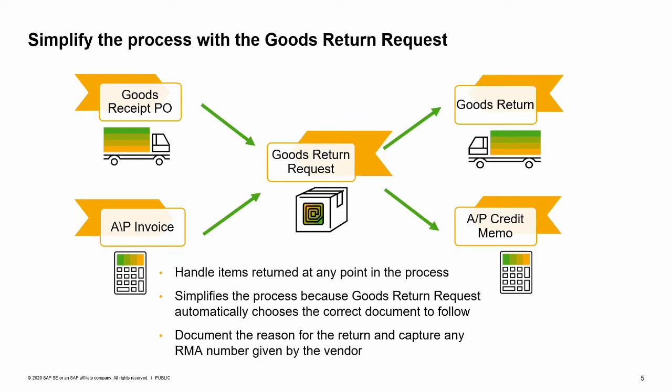The goods return request can help simplify the process for your employees. It is designed to handle items returned at any point in the purchasing process. A goods return request can be created based on either a goods receipt PO or an AP invoice. Employees will not need to research the status of purchase to determine whether an AP invoice has been entered. The goods return request automatically chooses the correct document for posting the inventory movement and credit. This optional document also allows you to document the reason for the return or credit. If a vendor provides you with a return material authorization (RMA) number, you can record it here.